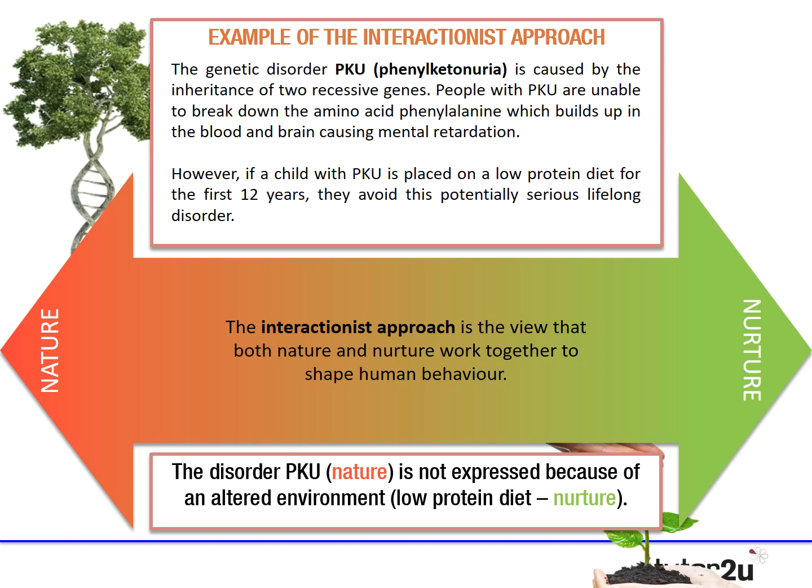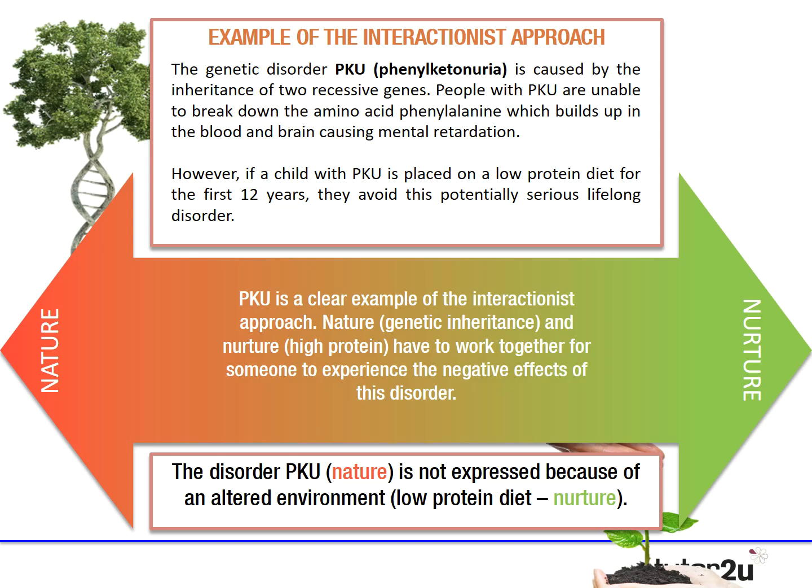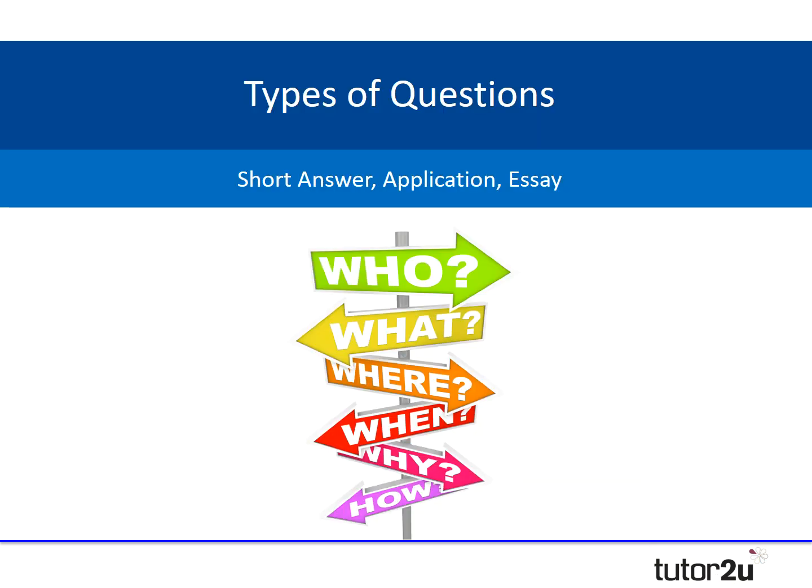So if we think about that interactionist approach, PKU is a really great example because nature, the genetic inheritance, and nurture, the protein in the diet, so if the child wasn't placed on a low protein diet, have to work together for someone to experience the negative effects of this disorder. So it's not just one or the other, it's a clear example of interaction. I really like that example. So there we have it in terms of our definitions. We've got nature, nurture, and the interactionist approach, and within that we've got heredity and the environment that we need to be aware of as well.